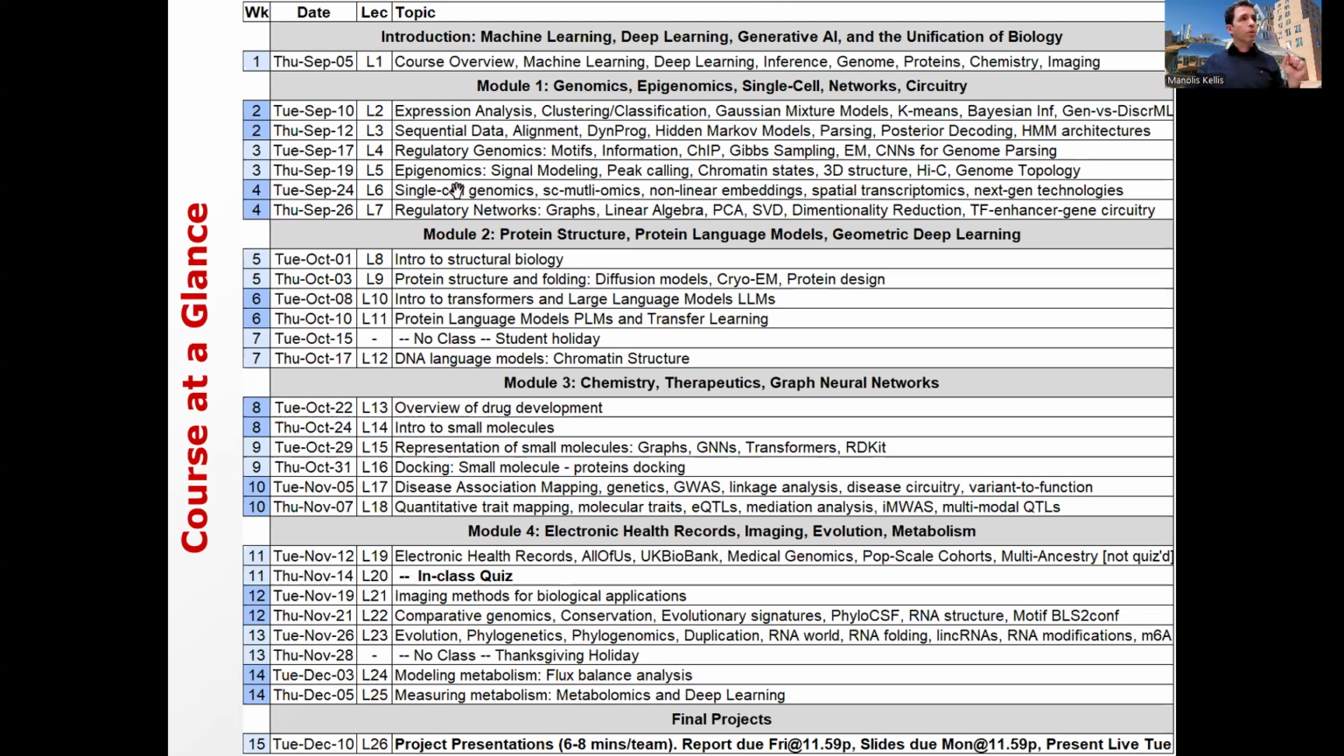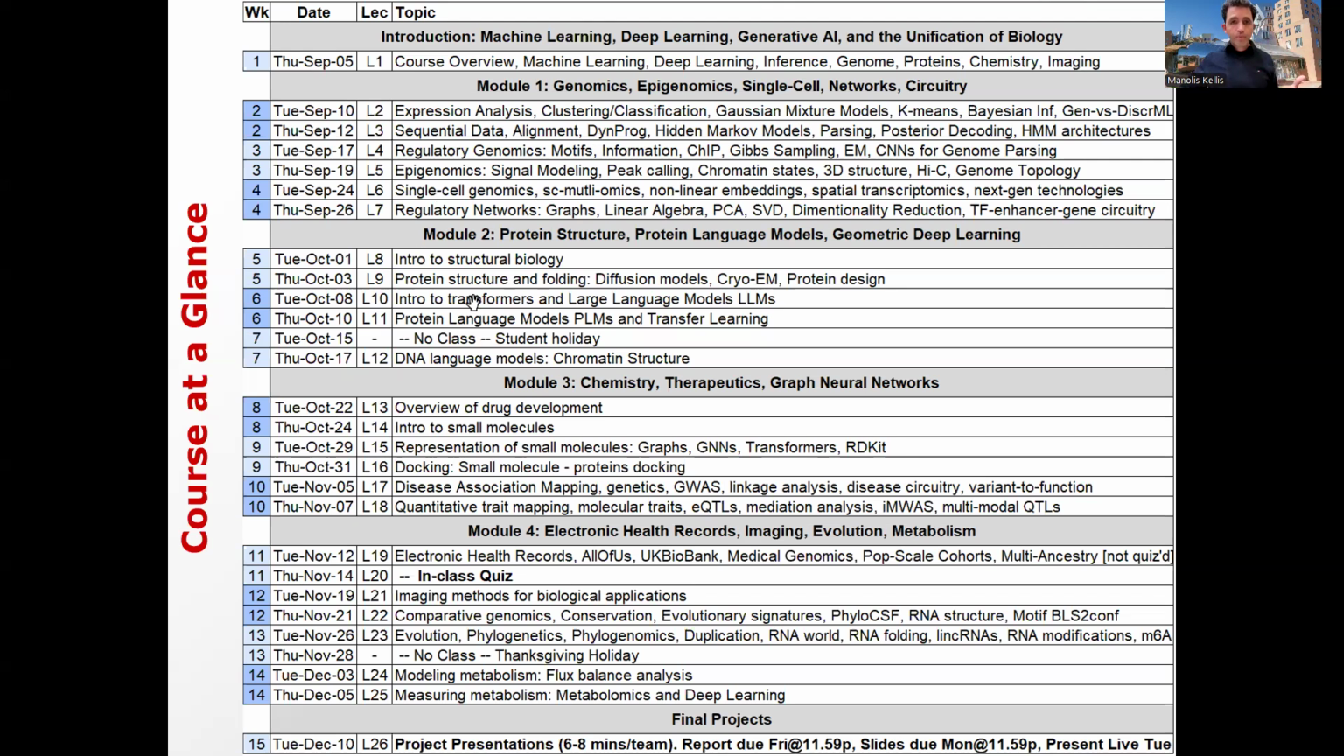Then we're going to have a formal lecture on all of the intricacies of single-cell genomics. Today, we're going to see a very simple version of that that focuses on the pure machine learning, clustering, classification components. But then there's a lot more complexity, and that we're going to cover in a dedicated lecture that talks about both single-cell genomics, but also spatial transcriptomics and next-generation technologies, and also nonlinear embeddings that we're going to be visualizing today, but really diving into the methods of in a few weeks. And lastly, we're going to talk about graphs, principal component analysis, dimensionality reduction, regulatory circuitry, and so on and so forth. So that's the goal for module 1, which we're starting today.